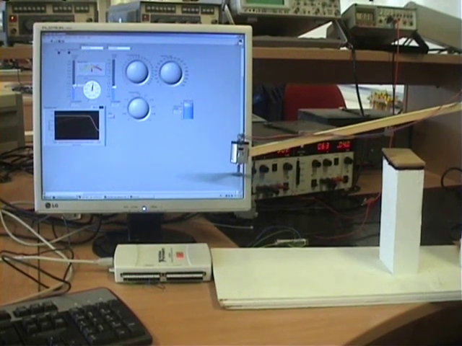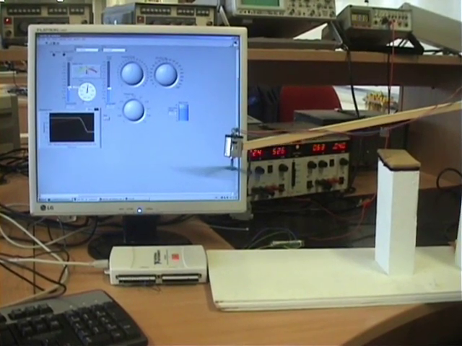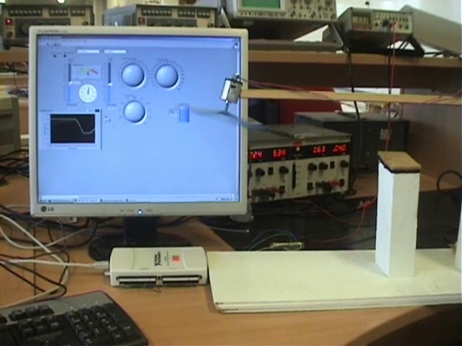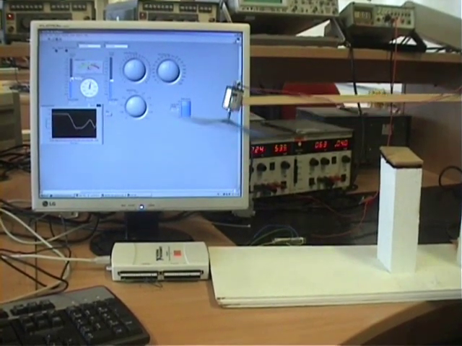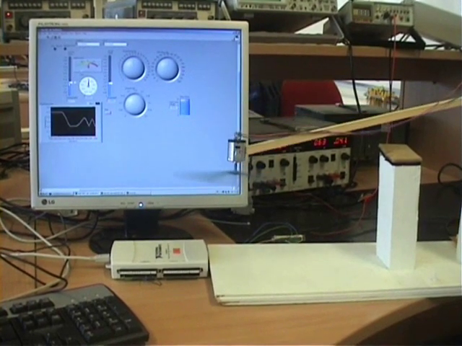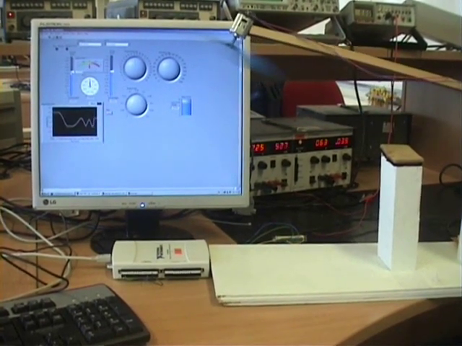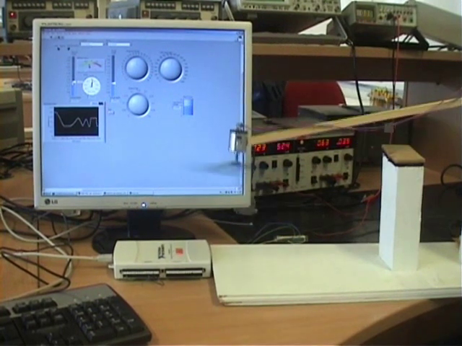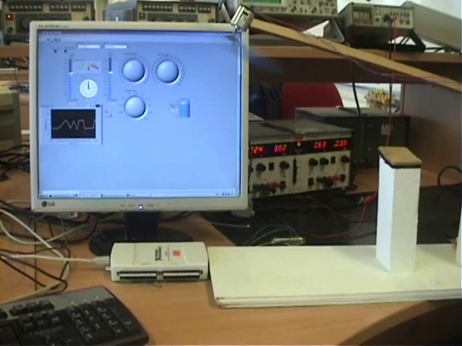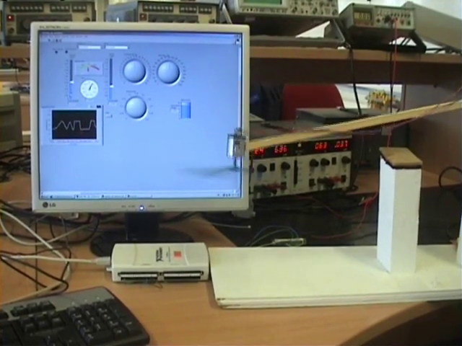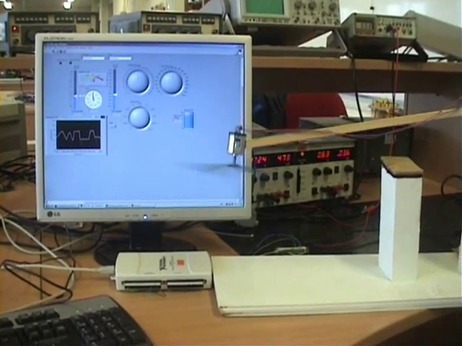As I demand it to go lower, the helicopter follows it. As I demand it to go higher, the helicopter tracks my position quite nicely. If I have a quick demand, the helicopter recovers fairly quickly as well. So there we go, PID controller, LabVIEW. And we can land it.